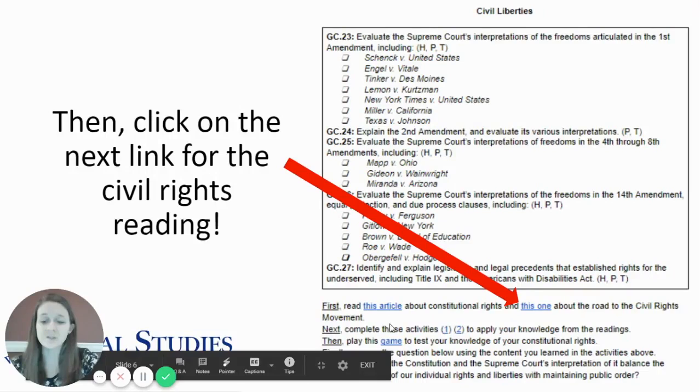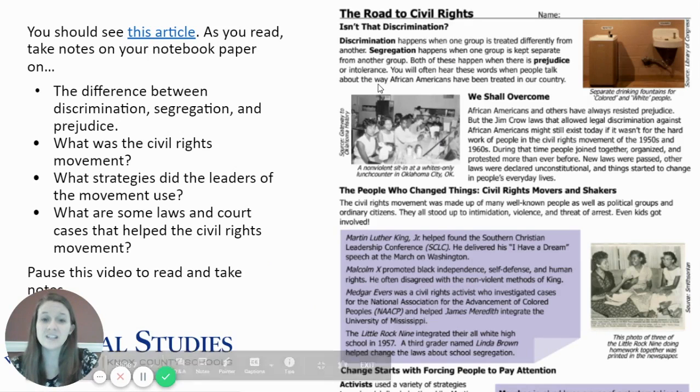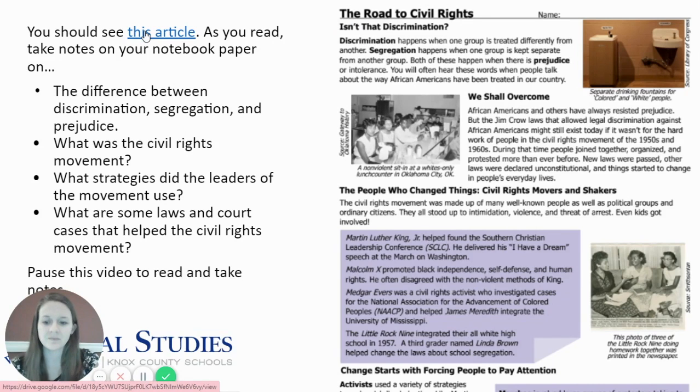Now that you've read the Civil Liberties reading, go ahead and click the next link for the Civil Rights reading. You should see this article called The Road to Civil Rights. As you read, take notes on your notebook paper on the difference between discrimination, segregation, and prejudice, what the civil rights movement was, what strategies the leaders of the movement used, and what some laws and court cases that helped the civil rights movement were. Let's look at it together.